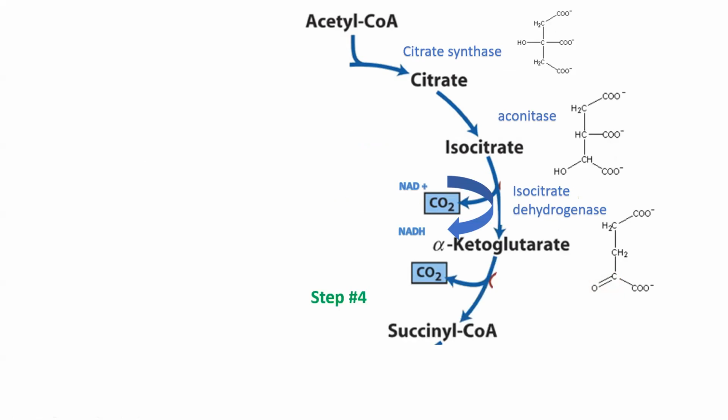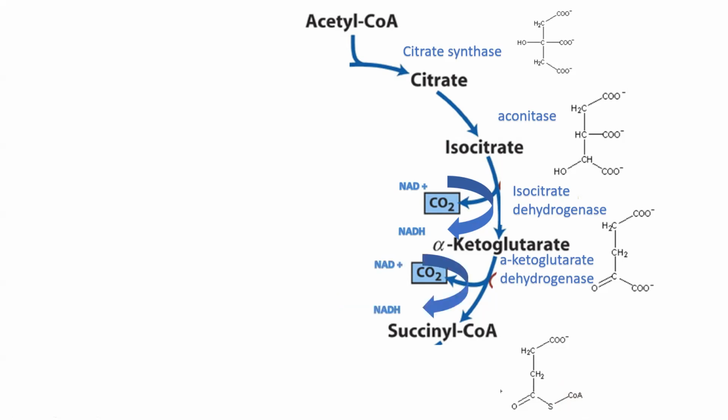Alpha ketoglutarate is then going to be converted to succinyl-CoA. And you can see here, we're just adding this succinyl-CoA group to the molecule. We have to, again, dehydrogenate here. So we're using the enzyme alpha ketoglutarate dehydrogenase. That key word in the enzyme, dehydrogenase, means that we're going to be producing a second energy carrier, or NADH.